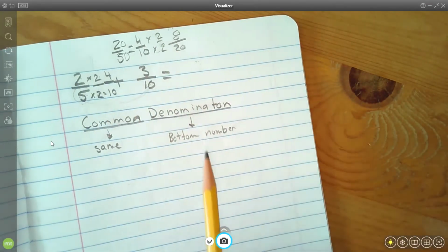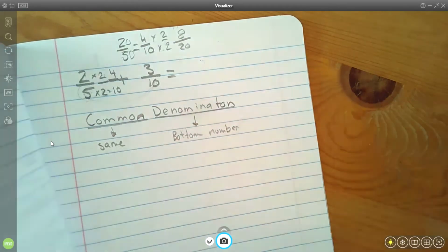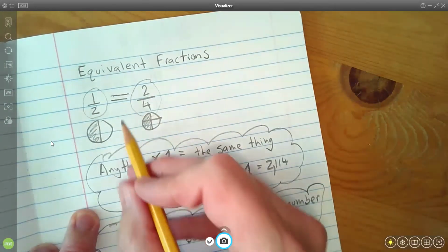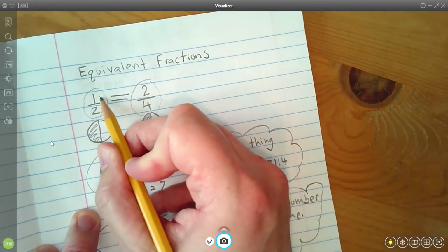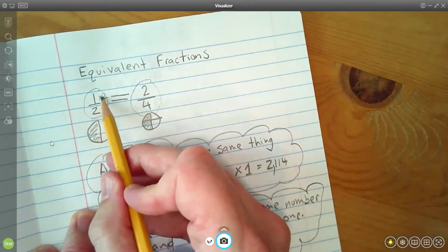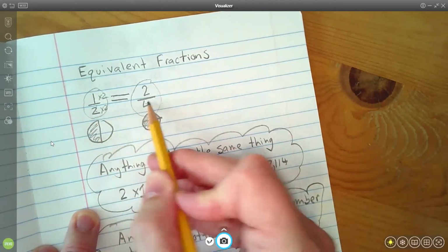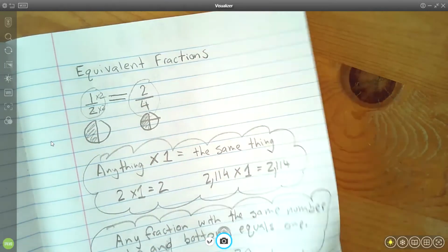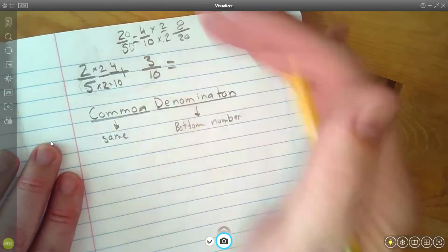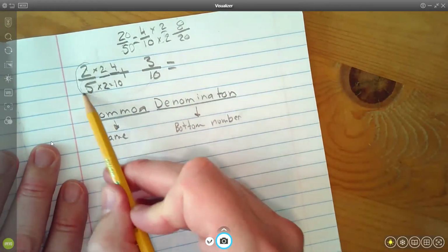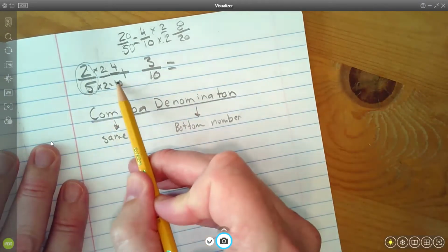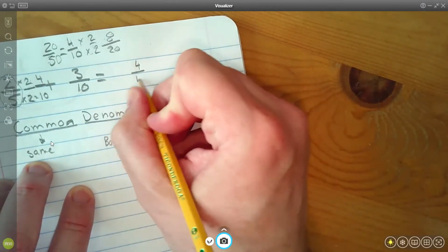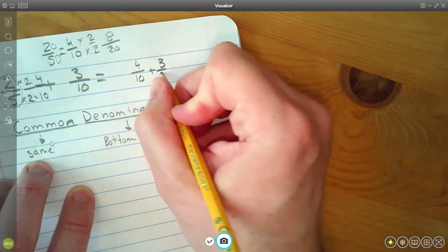Just like when I had 1/2, it means the same thing as 2/4. Look what happened. It's kind of like I multiplied both by 2. 2 times 1 was 2. 2 times 2 was 4. And we can see that down here. It makes more sense when we can see it, but equivalent fractions. Okay, so now I've got myself an equivalent fraction of 2/5 with a 10 on the bottom, and it is 4/10. So now my problem is, I'll clean it up over here for you, it's 4/10 plus 3/10.